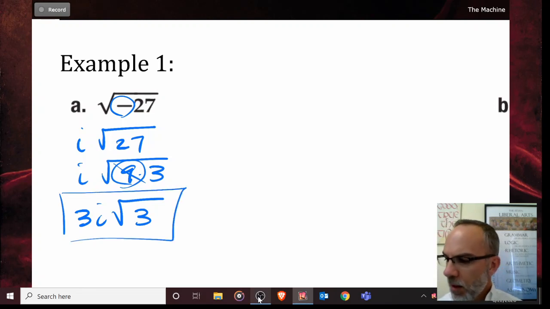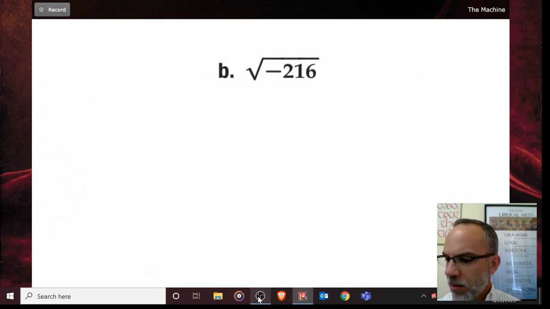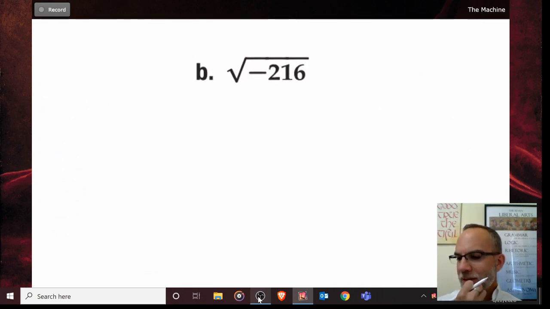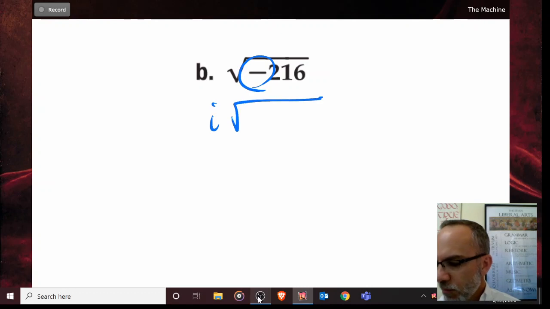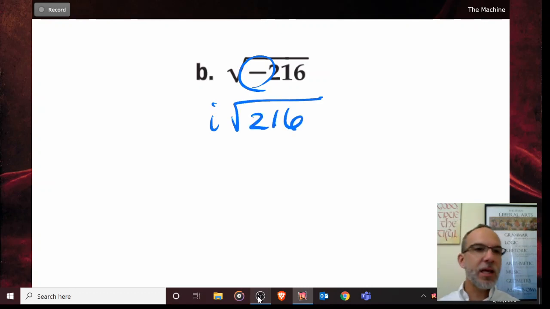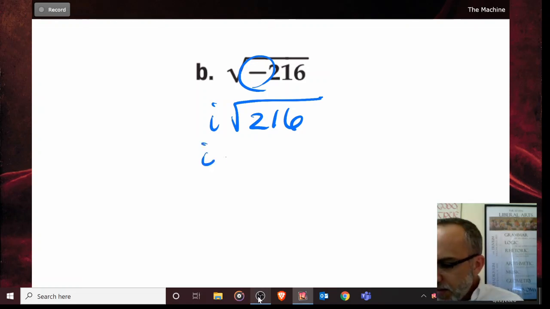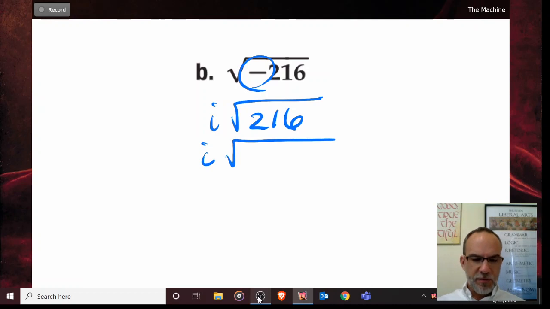All right. Let's see this one here. I don't really have much of an instinct for that one. Although the negative can come out as an i times the square root of 216. I don't have that memorized. Where's my calculator? I'm going to see if I can rewrite this as something that's a factor of a perfect square.